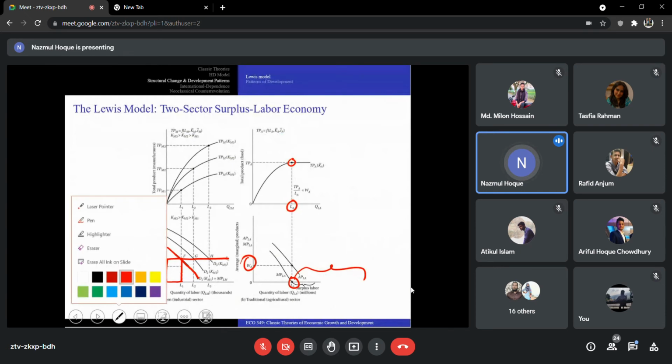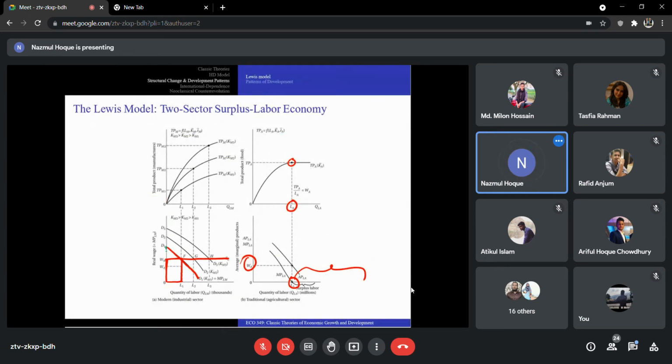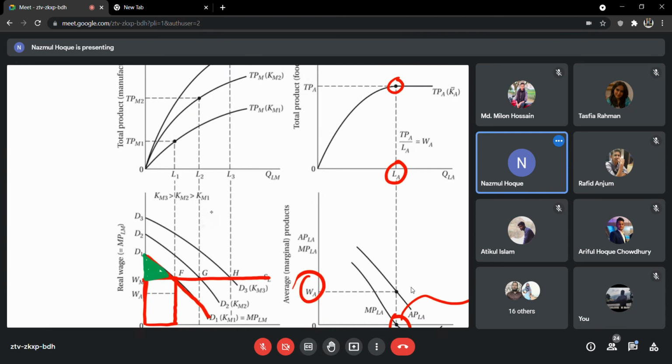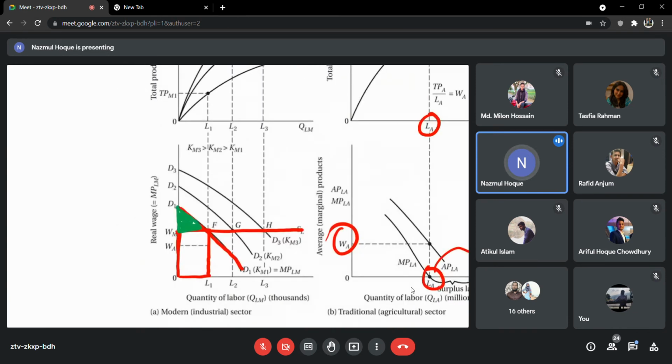The remaining triangle shaped area is the profit for our manufacturer. Any questions here?